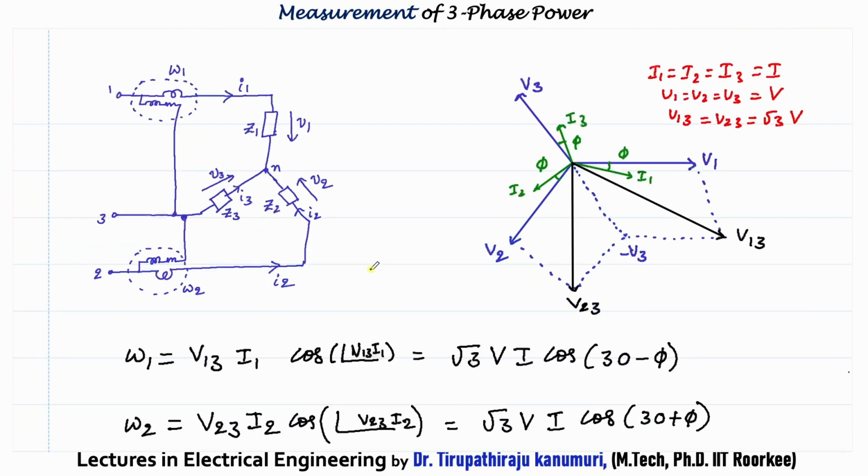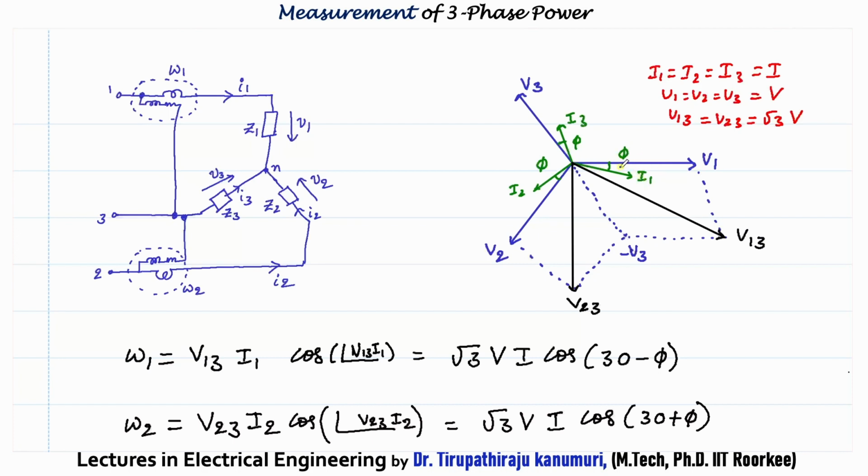So let us go to the phasor diagram now. Let us take wattmeter 1. What power will it measure? You can see the current passing through wattmeter 1 will be I1. Then the pressure coil is connected between phase 1 and phase 3, that means it is V13. I am taking V1 as my reference. This is my V1. The current is lagging behind this V1 by some angle phi.